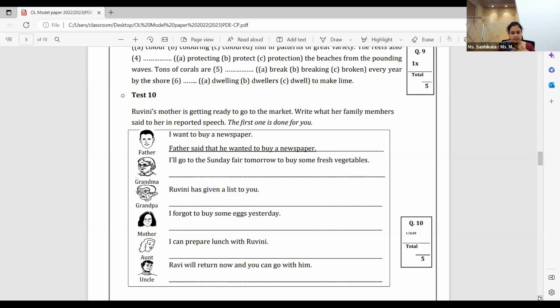Right. Now here in the first one, I want to buy a newspaper. Children, now just think what are the words that you want to change. The pronoun I should be changed, and the verb want should be changed. So those are the only changes in this sentence when you are converting it to a reported speech sentence. At the beginning, you have to add father said that. I becomes he because he is a male.